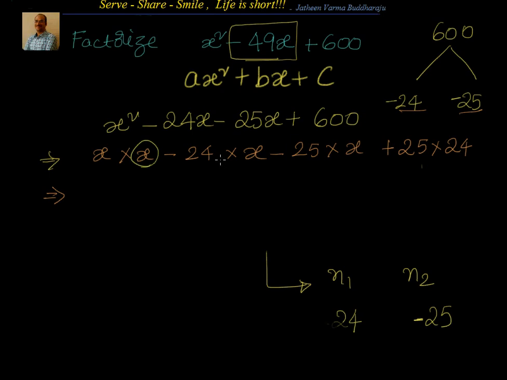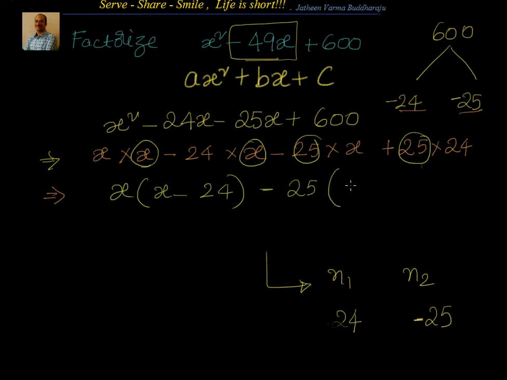Factors. We see that x is a common factor here and we have 25 common here. So I'll write down x into x minus 24 minus, if I take minus 25 out, I will have x minus 24. I hope you are okay with that. If you want, actually you can write it as plus 25 into 24 minus x, and you can again change it in the next statement.